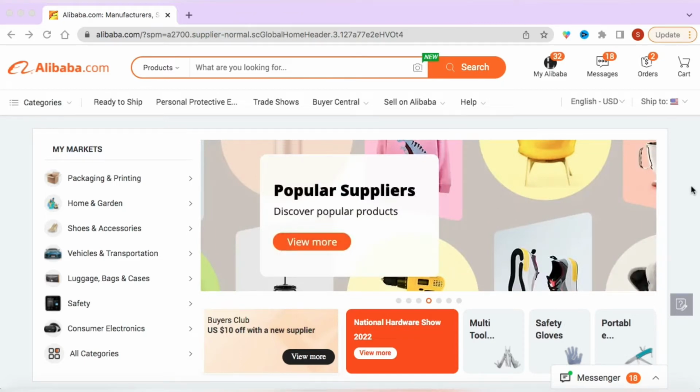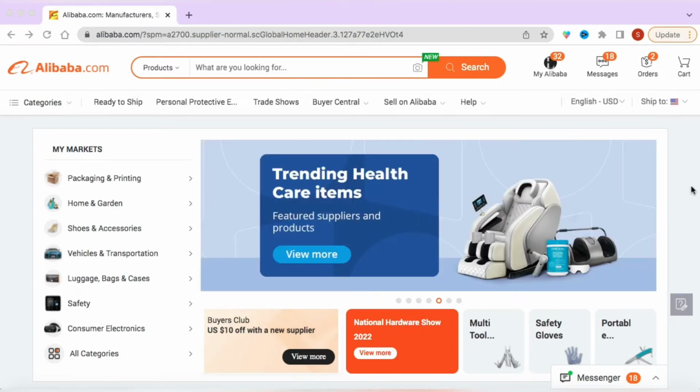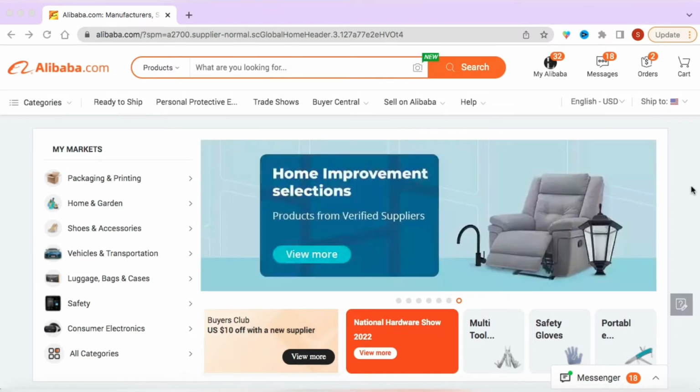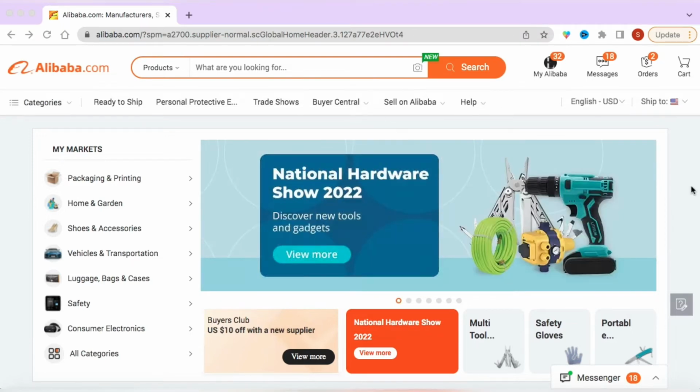The only way that trade assurance applies is if you pay online using the alibaba.com secure payment platform, and the trade assurance becomes invalid when you decide to pay the suppliers privately offline. So it doesn't apply to payments offline. You have to pay through the alibaba.com payment platform.